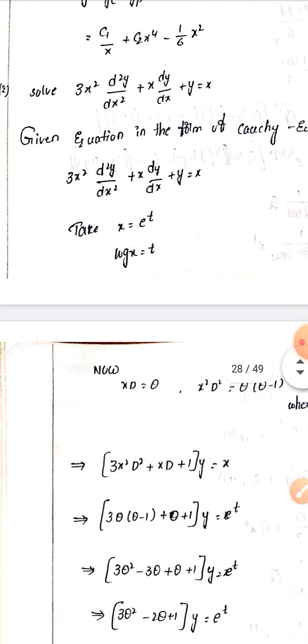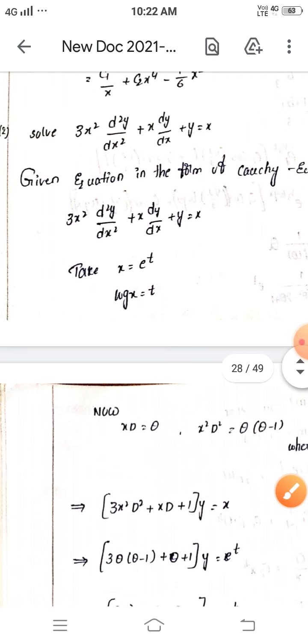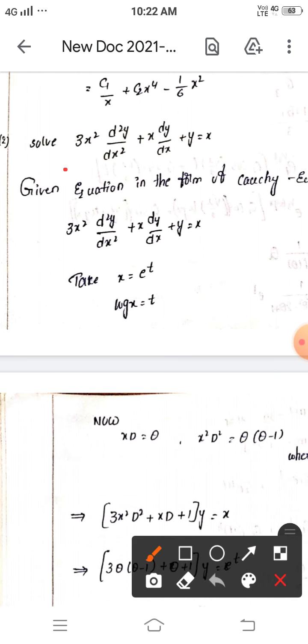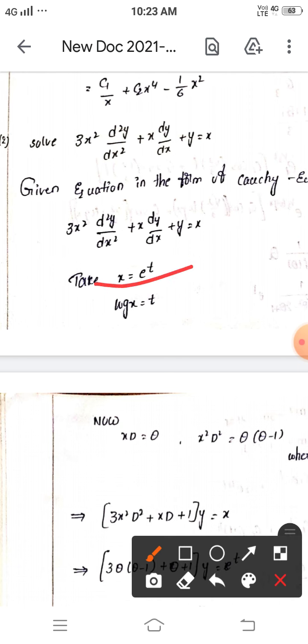See this problem: solve 3x square d square y by dx square plus x into dy by dx plus y is equal to x. This is the general form of the Cauchy-Euler equation. So we take the given equation. After that, we express x as e power t. From that we get log x as t.